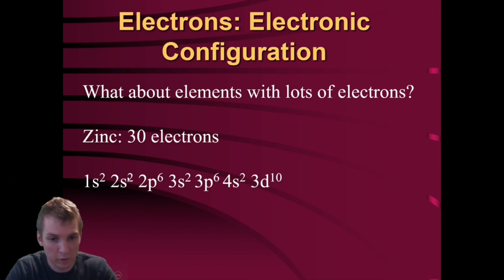Let's check it out. 2 plus 2, 4, plus 6, 10, plus 2, that's 12. Plus 6 is 18, plus another 2, that's 20. Plus 10, that's 30.